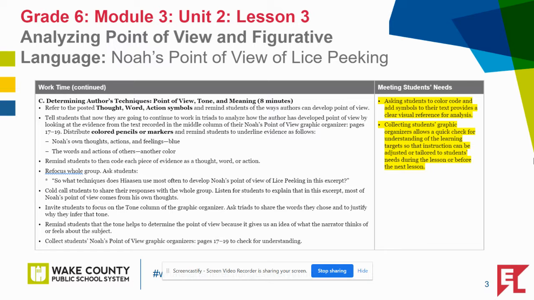According to EL, asking students to color code and add symbols to their text provides a clear visual reference for analysis. Students then share out the tone word they selected and justify why they inferred that tone. It may be helpful to display or provide a list of common tone words to help students with this process.